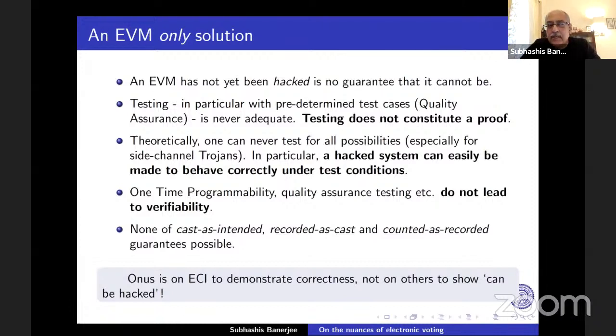So you can test and detect that the display is not working or some button is not working, but what is hidden inside a machine cannot be found out by testing. You cannot conduct an infinite number of tests, and the state space is exponentially large. So you cannot ever test for all possibilities, right?